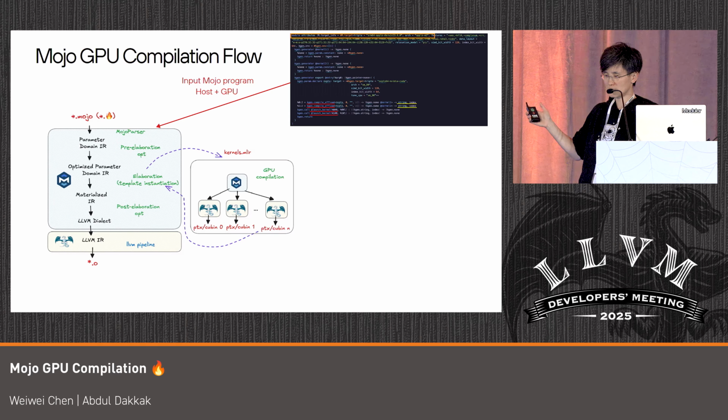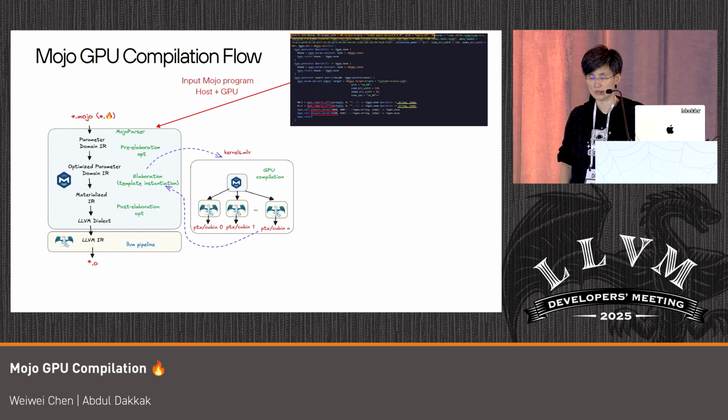Zooming into the Mojo GPU compilation flow, there are multiple big stages. Mojo source code goes through the parser. We first land in the parametric IR domain, where we do semantic checks and some preliminary optimization. Then we enter the elaboration phase, which is similar to C++ template instantiation. After that, all the parameters are gone and all the IR is concretized, and then we do more optimizations and go to LLVM to generate binary code.